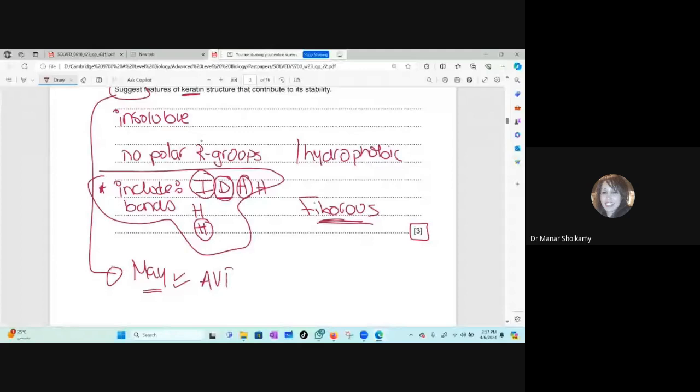I should look at the mark scheme for this question. Let's say we said three points: we said insoluble, and we said that the R groups will be non-polar, hydrophobic. And if we mention all the bonds, the hydrogen, the hydrophobic, the disulfide and the ionic, we will definitely take two or three marks in this part. And also, if we mention it is a fibrous protein, not a globular protein, we will take a mark for that. So with what we said, we will take the three out of the three. We will look at the mark scheme to see if we have any other ideas.